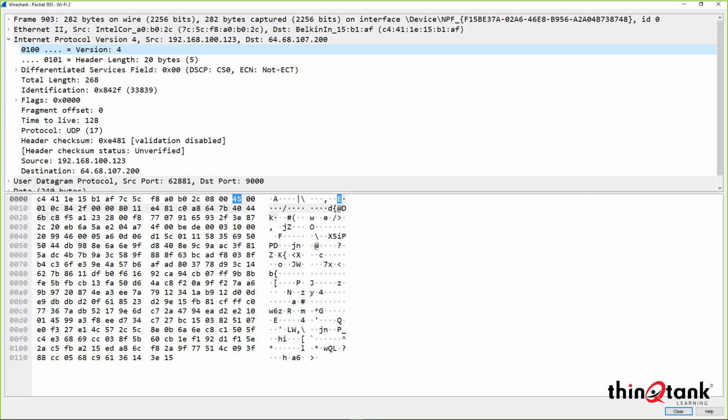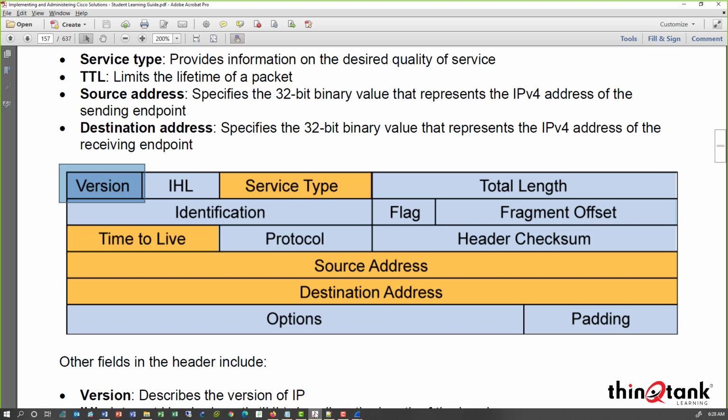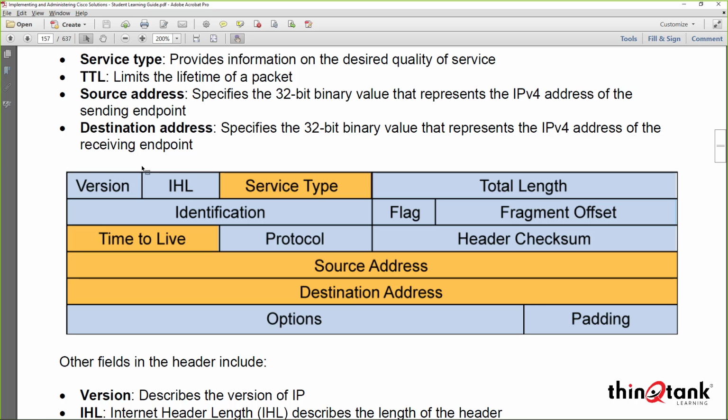The next field that you see, let me go back to the slide here, is something called IHL, or what we call IP header length. That's also a 4-bit field, and it describes the size of the header, not the payload, just the header itself. Whenever you see any header that has a header length field, that tells you that header can change in size. Sometimes it might be 20 bytes, sometimes it might be 32 bytes.